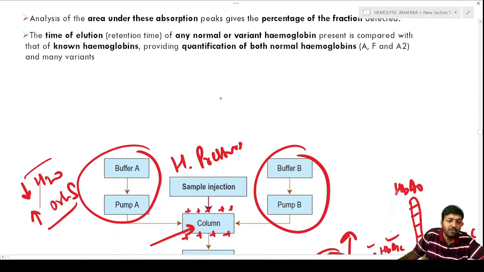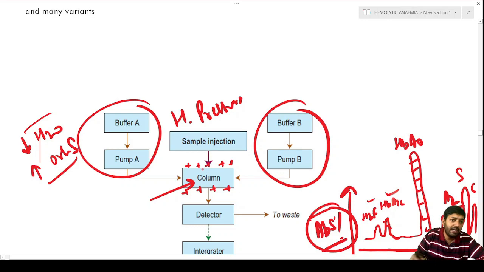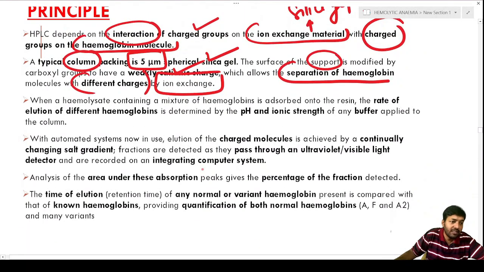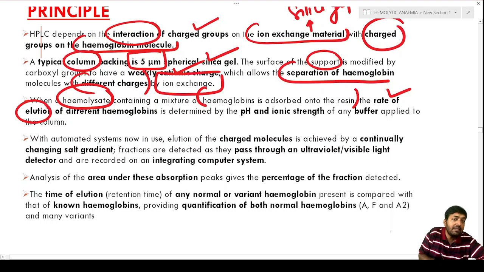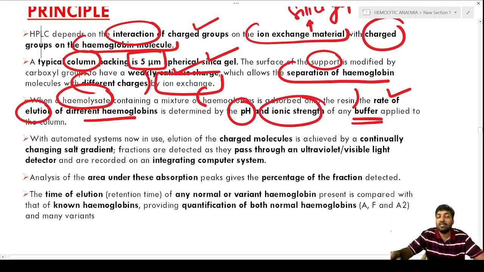So by ion exchange, they are getting separated. The different hemoglobin molecules will get separated because of this ion exchange technique. Now when the hemolyzate, that is the sample containing the mixture of hemoglobin, is adsorbed on the resin, that is the silica resin, the rate of elution, meaning the rate of separation of different hemoglobins, is determined by the pH and the ionic strength of the buffer. As I was telling you initially, the concentration of the molecules inside the buffer will be different because the amount of water is more. Later on this will again change.